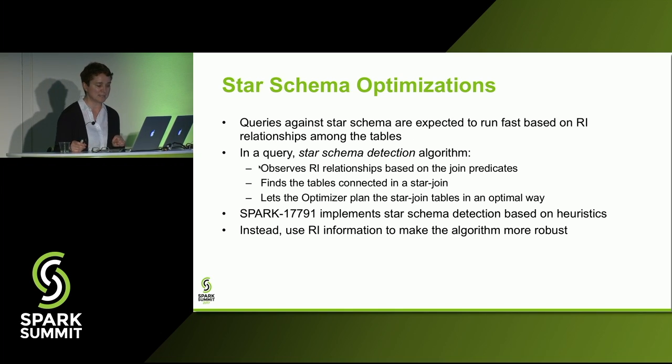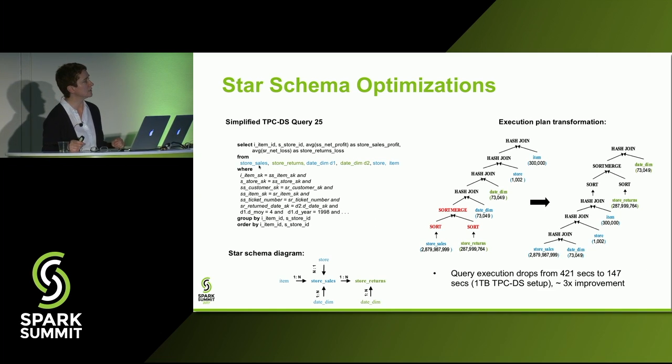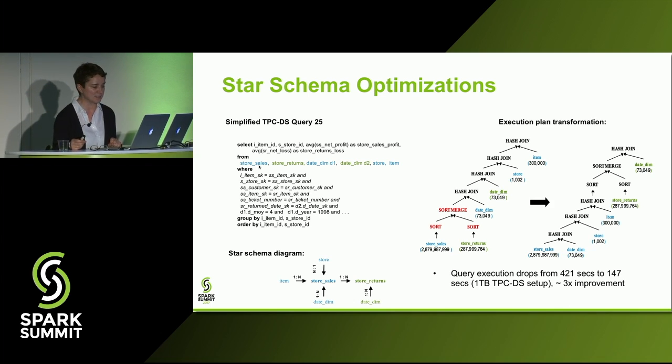An existing JIRA, 17791, implements the star schema detection based on heuristics. With RI support, we can replace the existing algorithm with a more reliable, robust one. This slide shows the transformation. A simplified TPC-DS query 25 joins tables from two different schemas, one corresponding to the store sales fact table, colored in blue, and one corresponding to the store returns fact table, colored in green. From the star schema diagram, we observe that the tables are connected using one-to-one RI joins.